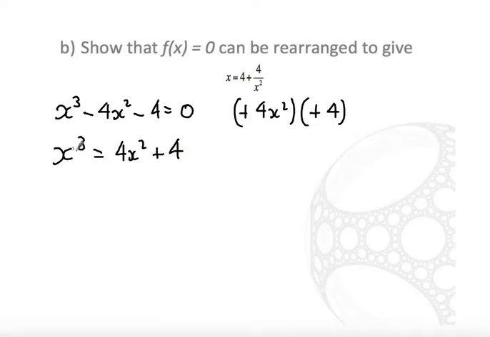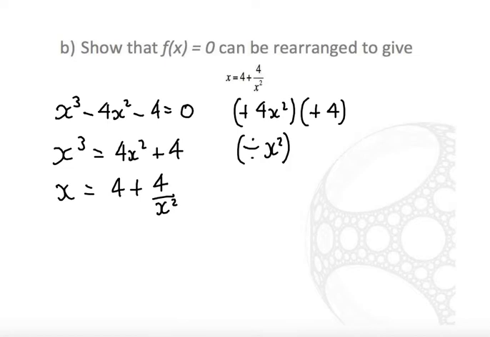Now if I wanted to get this to x, if you notice each one of these powers, the powers drop by 2 here. X to the power 3 has dropped by 2 here, and this is 4x to the power 2 minus 2. So if I divide both sides by x squared, what I get left with on the left hand side is x. I then get equal to 4 plus 4 over x squared as required.